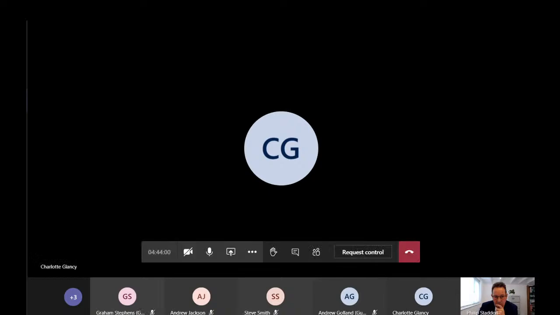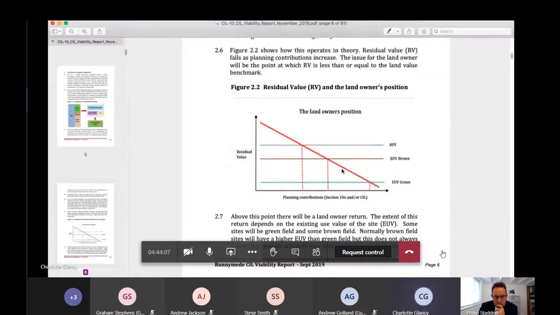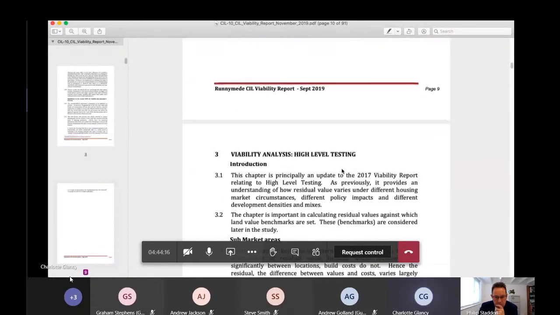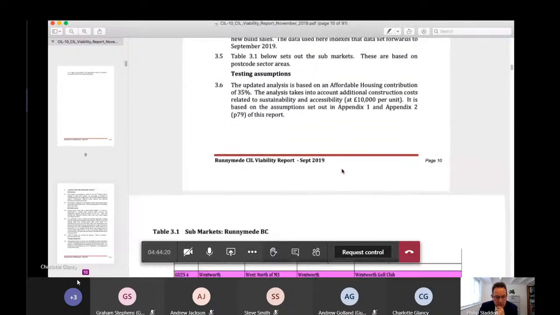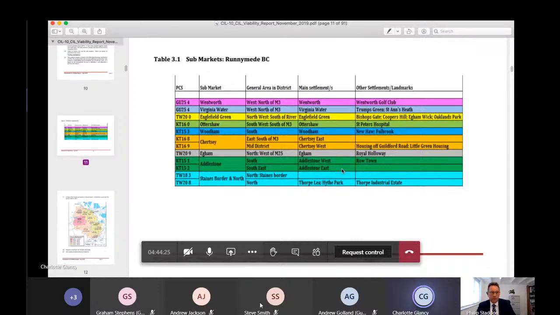Oh, one second. So CIL 10. Yeah, and it's page 13. There's a table at the top. Here we go. That's it. Yeah, this one here. Right. That's it. Great. Lovely.